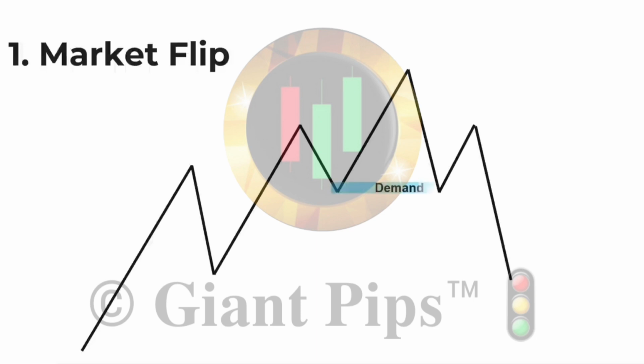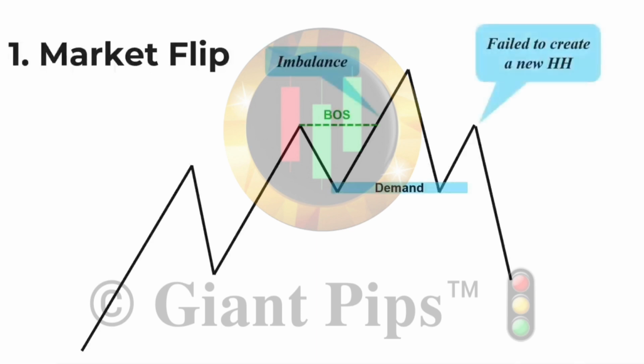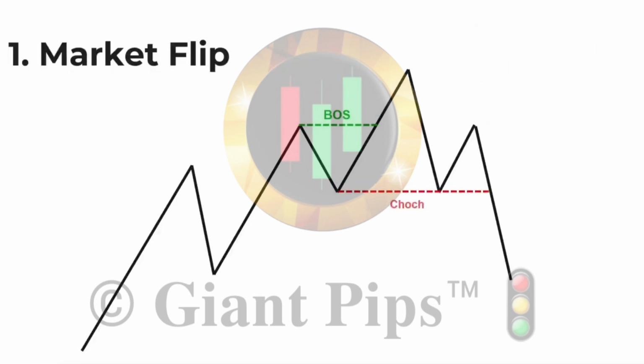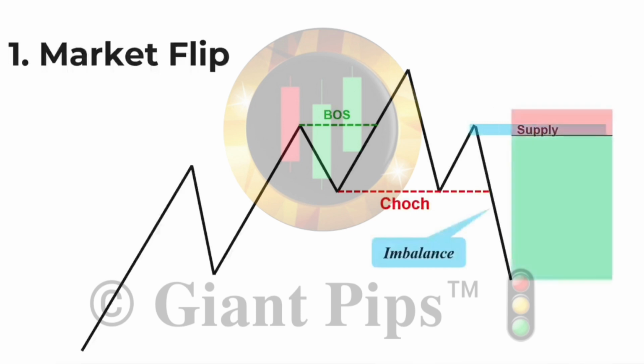We have a valid demand zone with a break of structure and imbalance. The market mitigates this level but fails to create a higher high, showing momentum loss. This eventually leads to a change of character and leaves behind a perfect trading opportunity. So we go short once price taps into the supply zone, and we target the next unmitigated demand level.